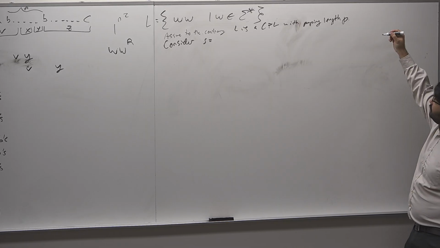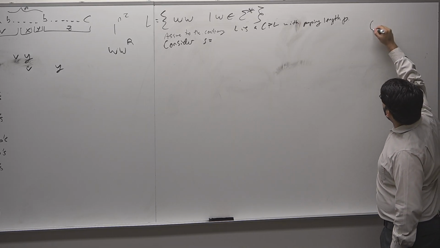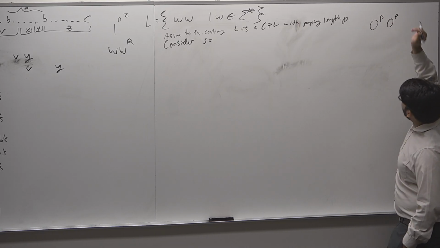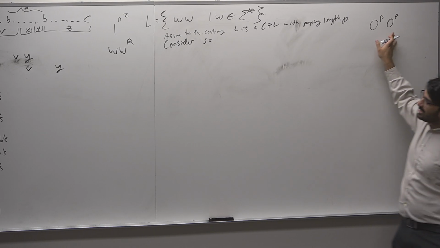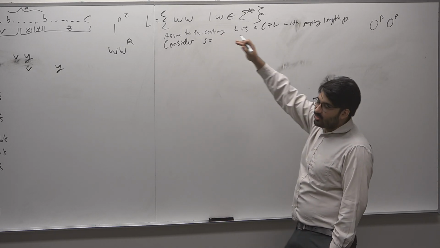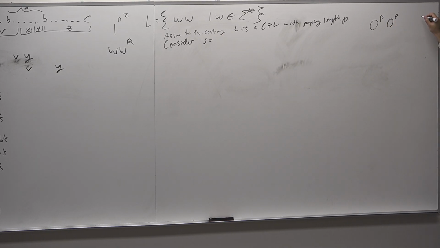Let's try some awkward choices. 0 to the p, 0 to the p. Turns out that one will not work. You can actually pump such a string and you won't reach a contradiction. Why? If your pump is of even length, as long as you have an even length string of all zeros, that's technically still of the form WW. So this one won't work, and it takes a couple tries to come up with a good string.